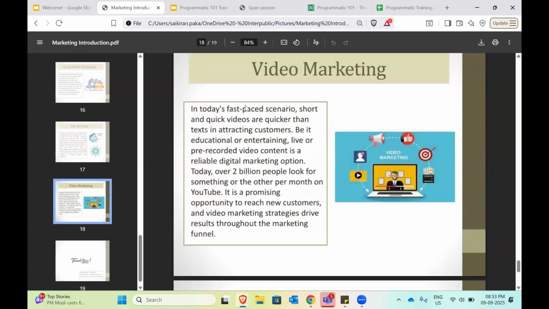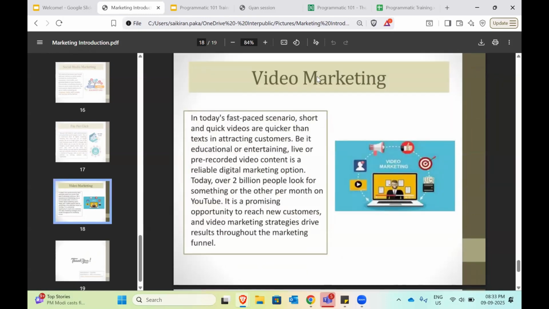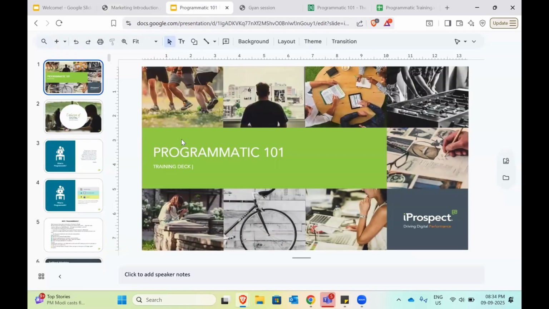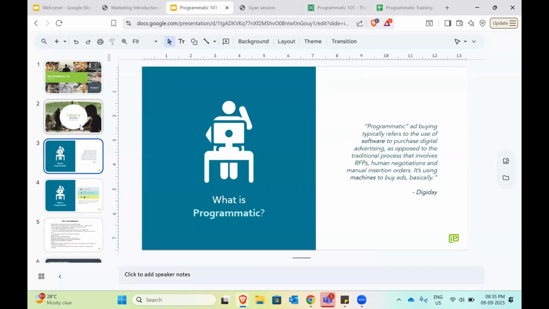So yeah, this is pretty much a basic idea about digital marketing and the different channels involved. So, programmatic 101. I'll just try to give you basic concepts and information about programmatic. Before we go by definition, as in what is programmatic, programmatic is an application or a software which helps advertisers to buy ad slots on a real-time basis.